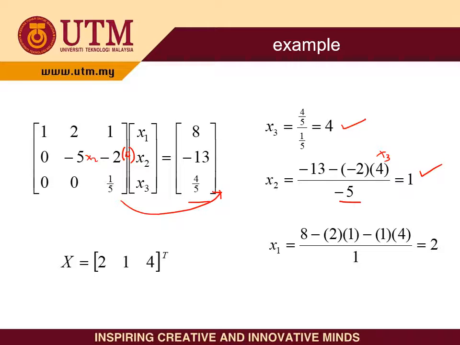And then we insert here, so this is 1, so this is 4. So move all over here, and 8 minus 2 multiplied by 1 minus 1, 4, and divide by 1. So you will get your answer 2.